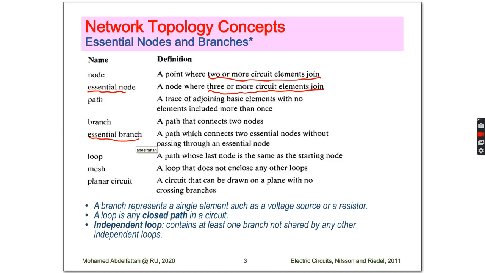And in the mesh current method, we will use the meshes. A mesh is a specific type of loop. It is a simple loop that does not enclose any other loops.